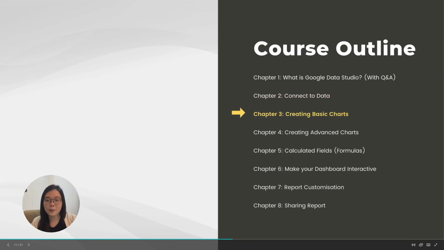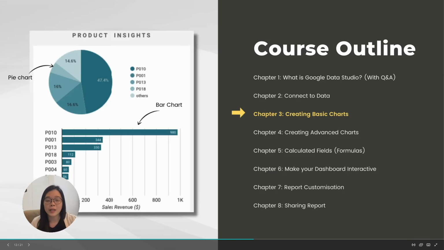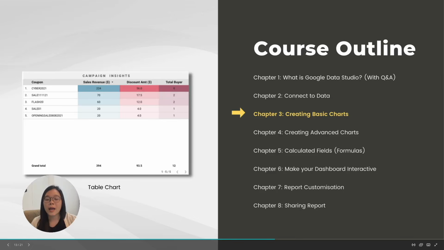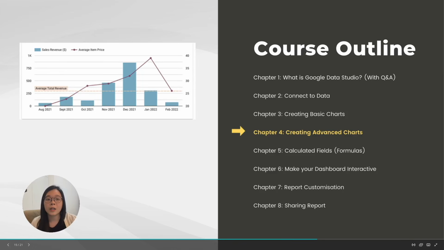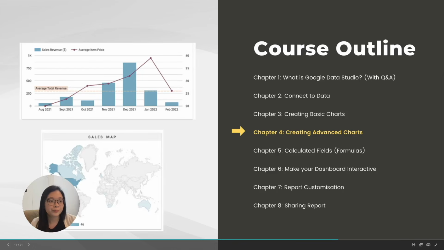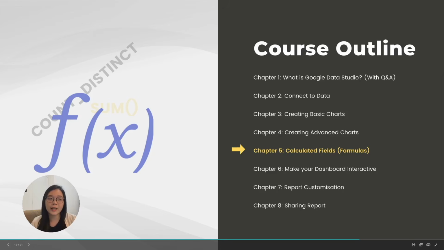So in the third chapter, we will be covering how you can create some basic charts in Data Studio, such as bar charts, pie charts, some table charts, and so on. And in the next chapter, we will go deeper to learn some of the more advanced charts like time series chart and some map charts. Moving on, in the next chapter, we will learn about calculated fields, which are some of the formulas, but we'll cover only the simple ones to make sure you don't feel overwhelmed.